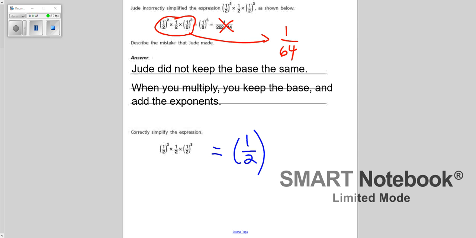So we just talked about how you have to keep the base the same and add the exponents. So it's going to be 1/2. So I have to add the exponents. And here's another mistake a lot of students made. They did 2 plus 3 and they got 5. 2 from this one, 3 from this one. But what about this one in the middle? You can't ignore it. It's there.